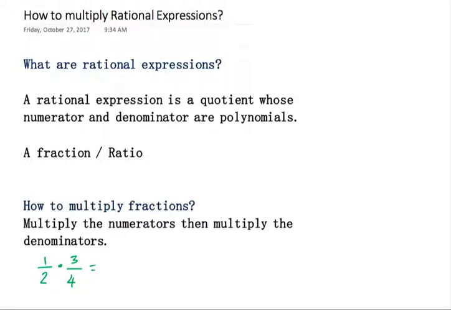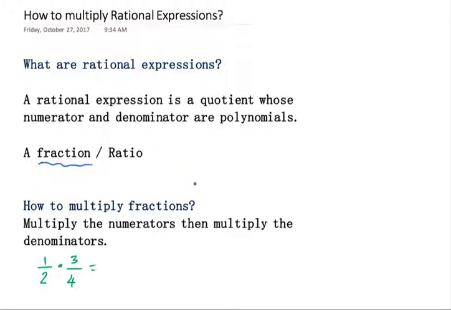In this video, we're going to learn how to multiply rational expressions. So what are rational expressions? Basically, a rational expression is a quotient whose numerator and denominator are polynomials. So you hear the word numerator and denominator and you know that this is a fraction, not a favorite topic in math. A fraction or a ratio.